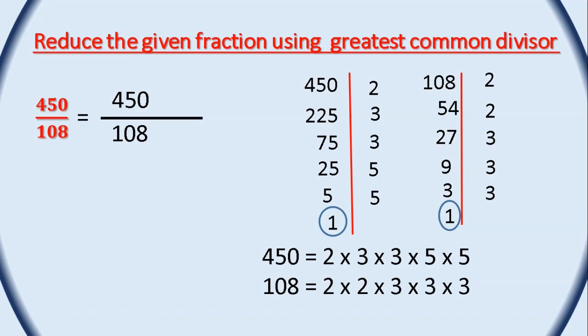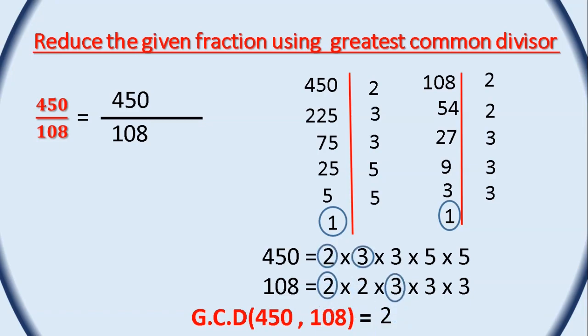To find the greatest common divisor between 450 and 108, we take the common factors. Here 2, and here 3, and here 3, and the final answer will be 18.